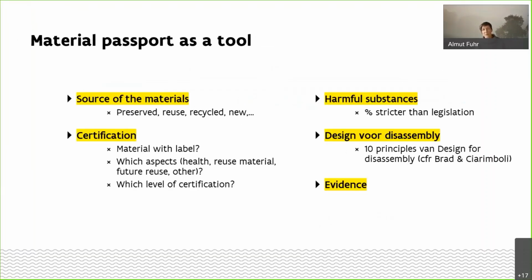We used for the quantitative part the material passport as a tool. So we added actually a couple of columns with these 5 aspects that we then could evaluate or get an indication if the one offer was much better on that aspect than the other one. And these indicators were the source of the materials. So we'll say how much was preserved, reused, recycled, new. How far did they go considering certification, how many materials with labels, what kind of labels and what level of certification was used.